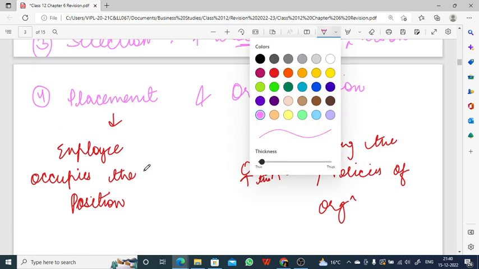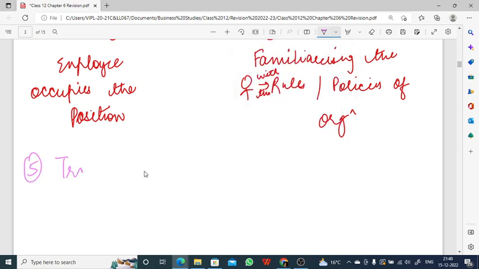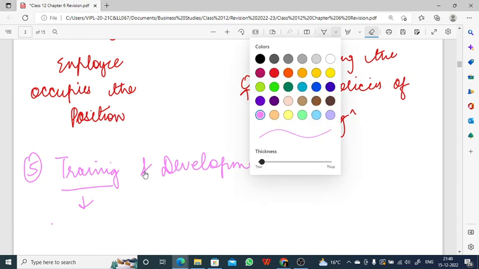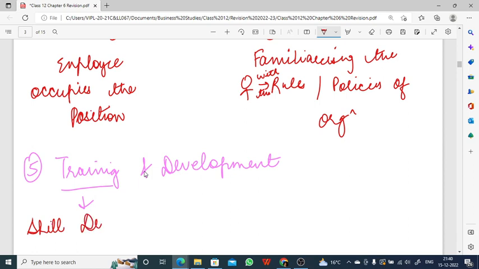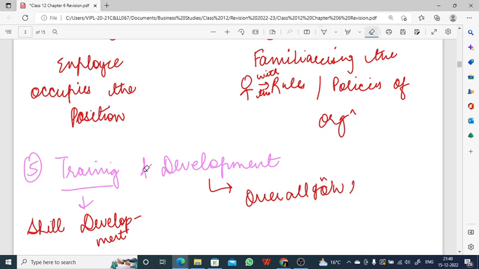Okay, beta. Now let's go to the fifth point, that is training and development. Training and development are two different points, but will be taken together. When I'm talking about training, I'm basically working on the skill part of the employee. It is skill development. And when I'm talking about development, I'm talking about the overall growth of employees, the people who are working in your organization.